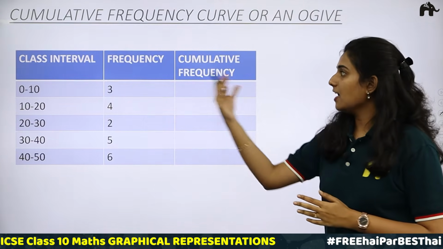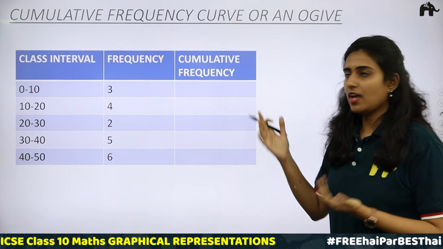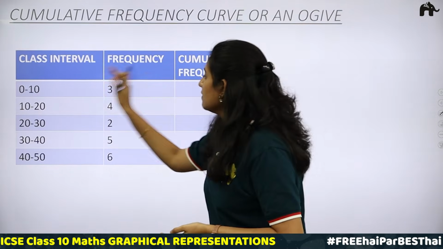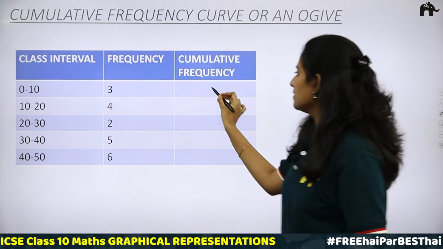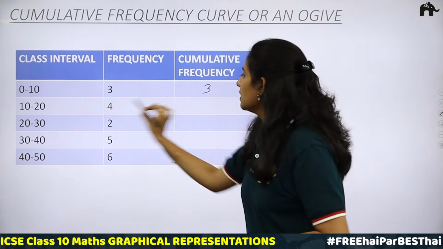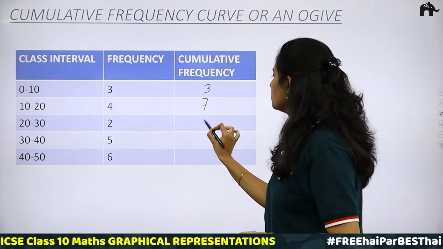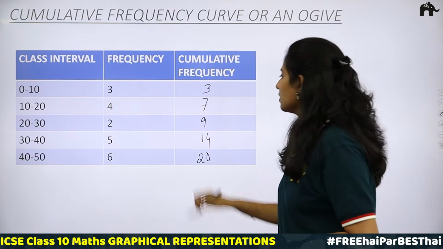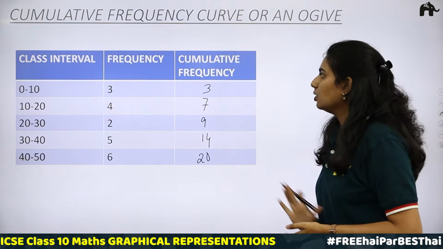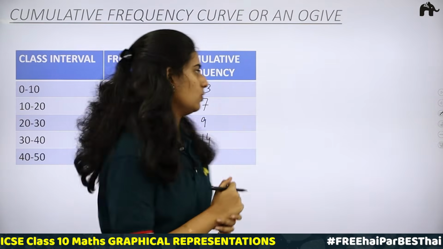Here are the class intervals and frequencies, just the data that we have used just before. Class interval and frequencies are given. We have to find the cumulative frequency. What are the cumulative frequencies? Here you will be having 3. 3 plus 4, 7. 7 plus 2, 9. 9 plus 5, 14. 14 plus 6, 20. We have taken 20 as the total frequency.